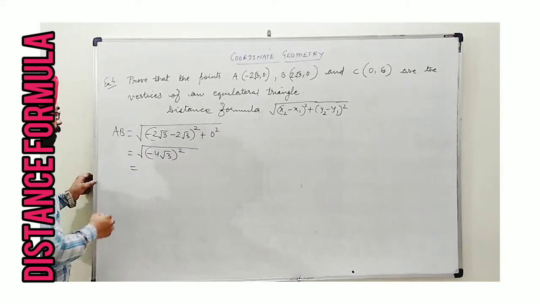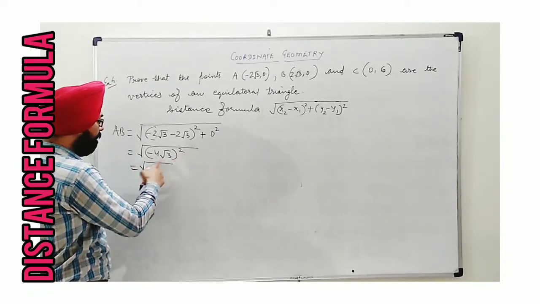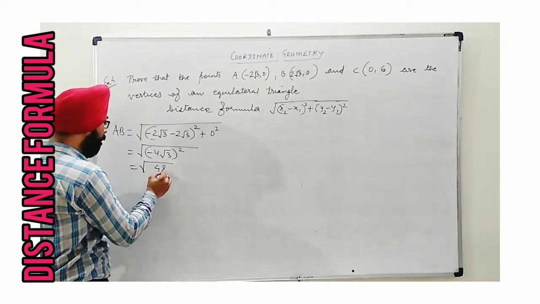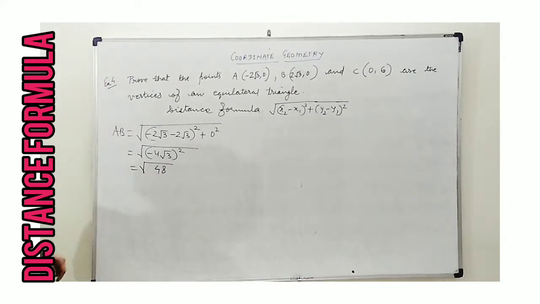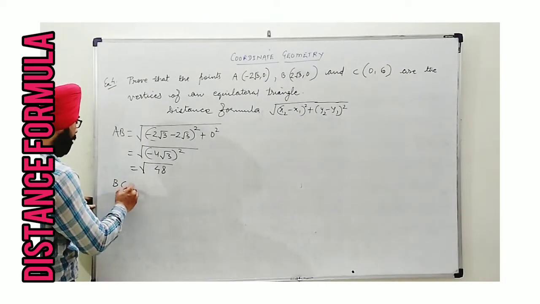Solving, we get minus square will become plus 4 square 16, root 3 square is 3, 16 times 3 are 48. We get root 48 as the value of AB. Now we find the distance between B and C.